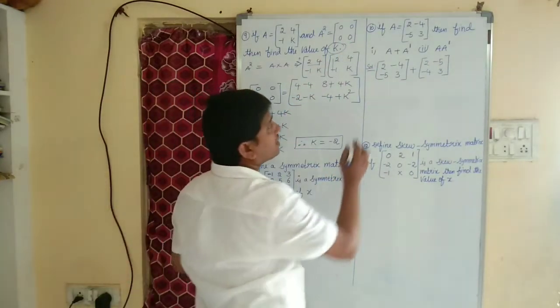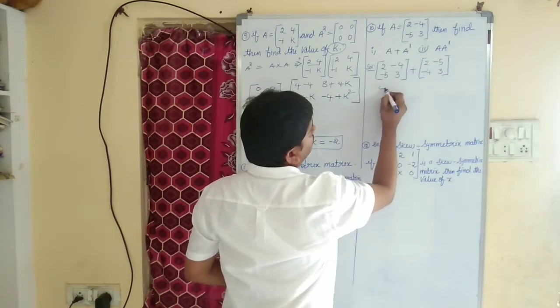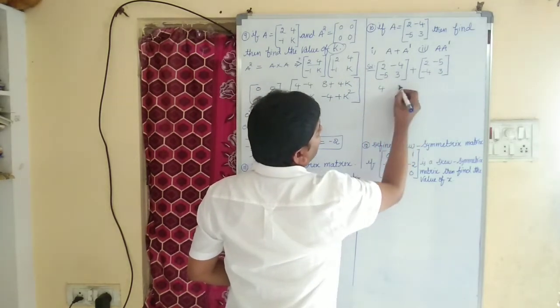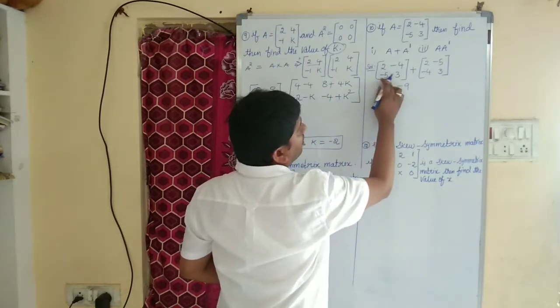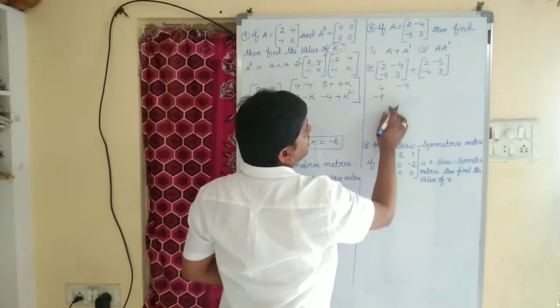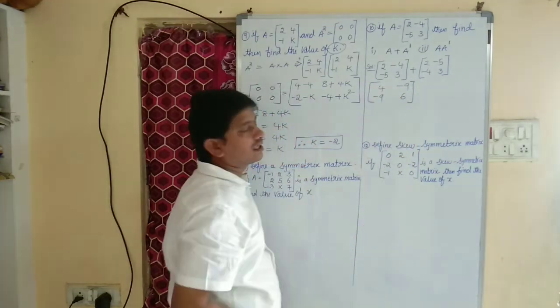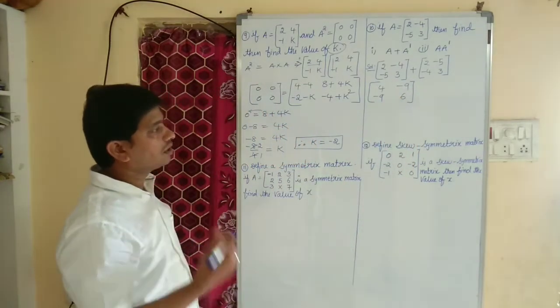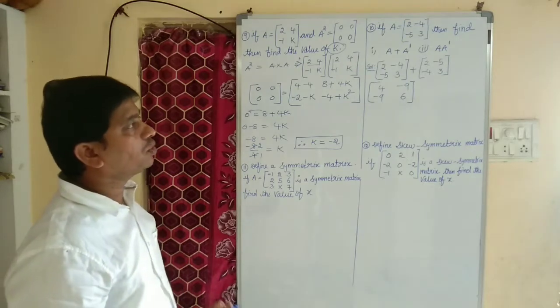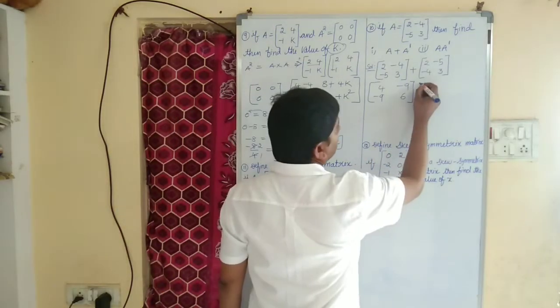Now addition of matrices: 2 plus 2, 4; minus 4 plus minus 5, minus 9; minus 5 plus minus 4, minus 9; 3 plus 3, 6. This is A plus A transpose. Now coming to the second one, A into A transpose. Let me do the second one.